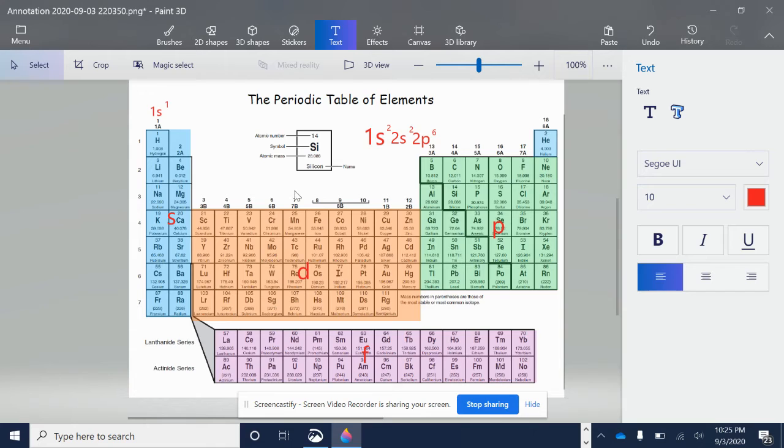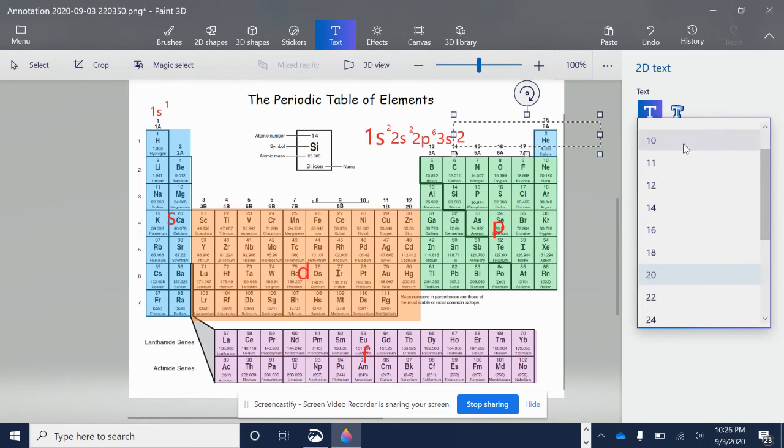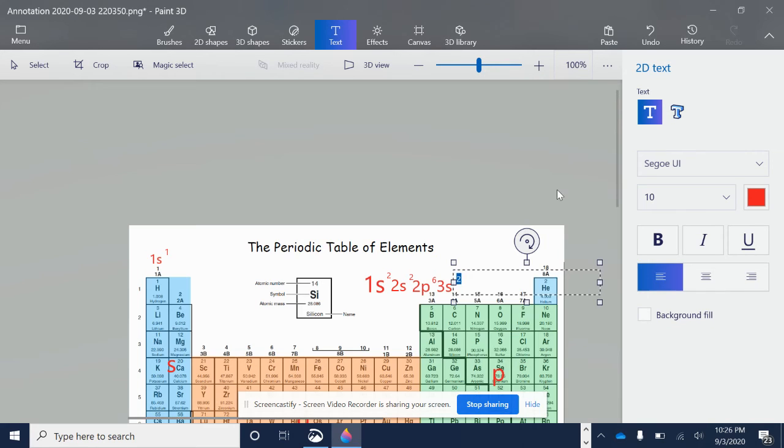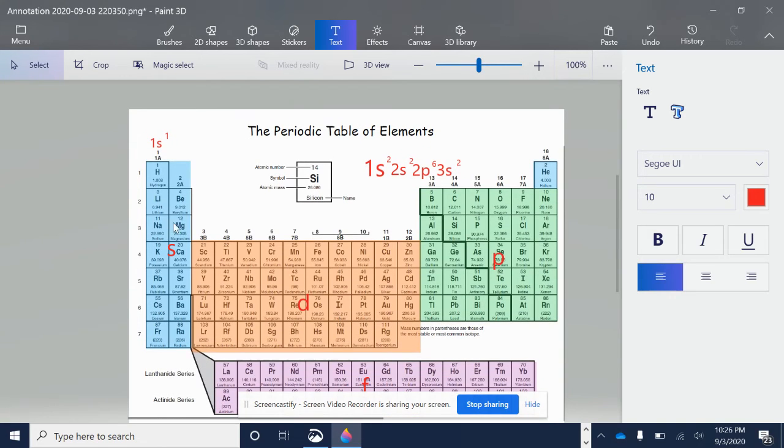Let's keep going. As I wrap around again, I'm now in the third energy level, so I need to start writing 3s. I'm back in the s block, so I'm in 3s, and I have 1 electron, 2 electrons. So 3s2. Oop, make my font big again. 3s. There we go. And I need a little 2. Size that back down to 14. All right, so I'm over to magnesium.